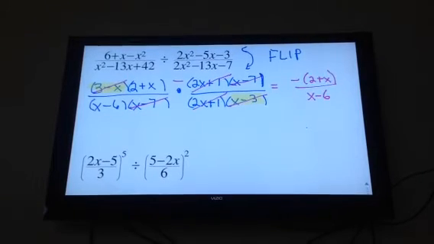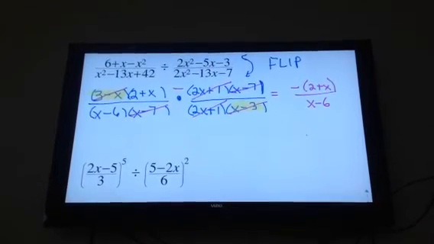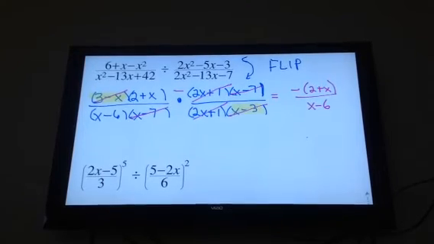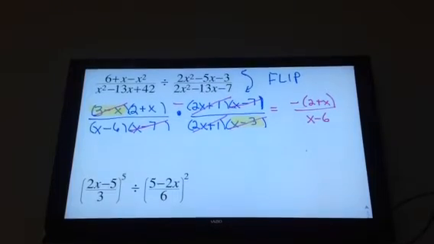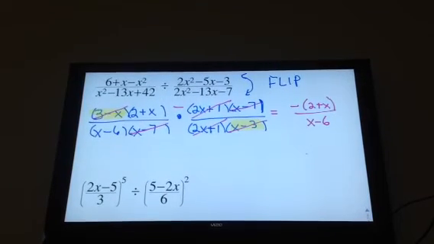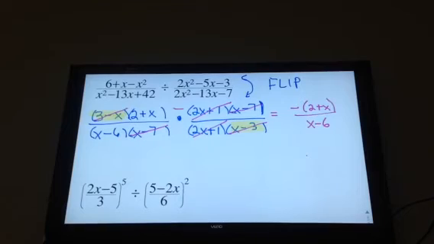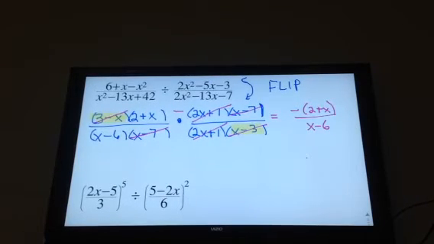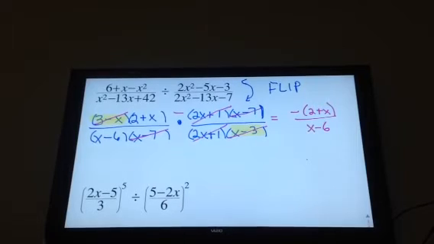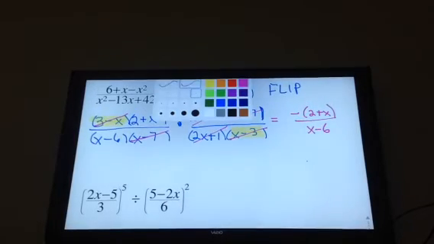Remember that you can write that answer 3 different ways, all of which are correct: with the negative on top, the negative on the bottom, or the negative out in front. Okay, so again, you can see it's really all about factoring, factoring, factoring, factoring. A question on that one?